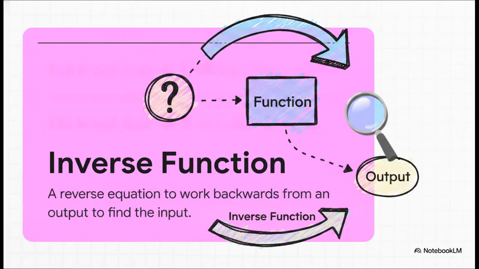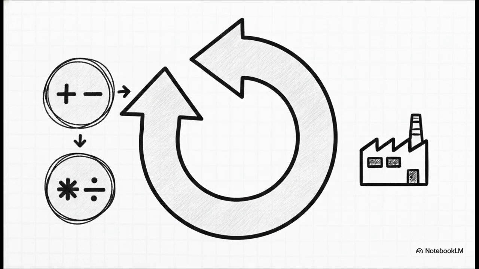So what is an inverse function? Well, it's basically a reverse equation used to work backwards from an output to find your original input value, and it is incredibly useful. Just imagine you only have the final product, the output y, but you really need to know where it started. An inverse function lets you run the whole assembly line in reverse to discover that original input.